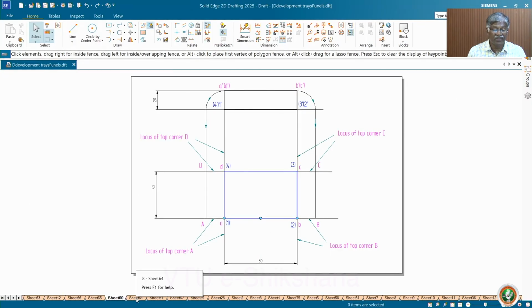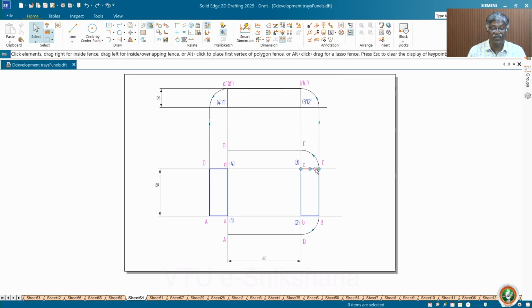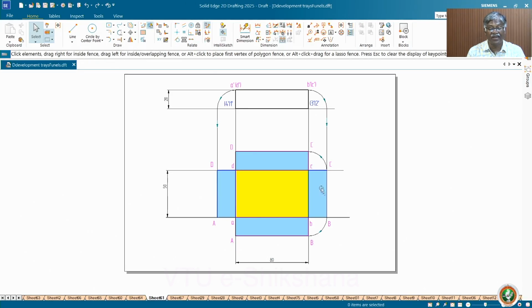Now the same thing is carried out here. Otherwise, since it is the same, you can draw horizontal lines from this also. It is as good as drawing the arcs here because of the same distance. Now join them with lines. Now you will get this.